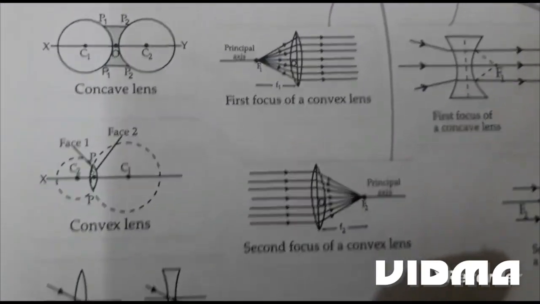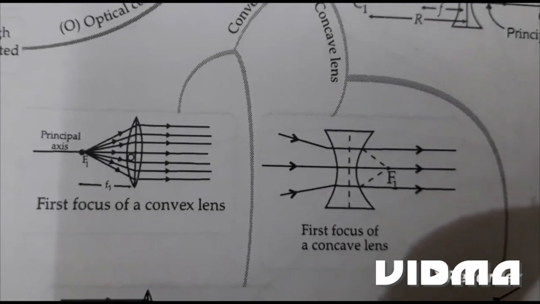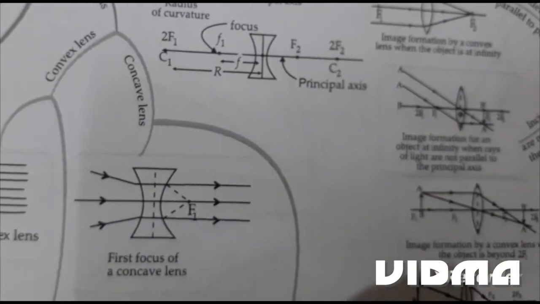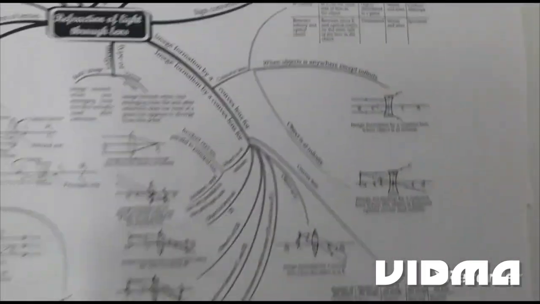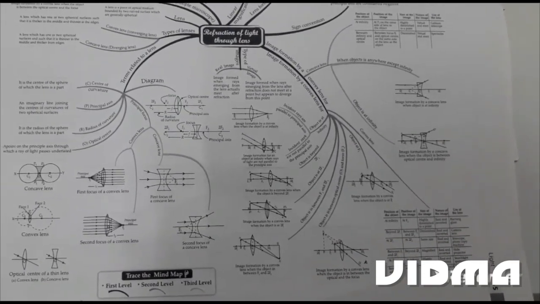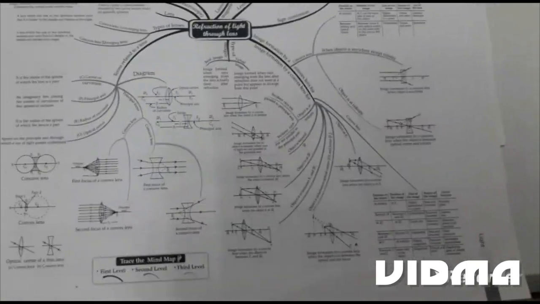And these are the diagrams of concave lens and convex lens, and the first focus and the second focus of the concave lens, and the first focus and the second focus of the convex lens. And these are the other diagrams situated in this mind map. It is the view of the mind map, and we shall go to the diagrams. I shall draw a diagram within 2 minutes, and I shall explain what reflection of light is.